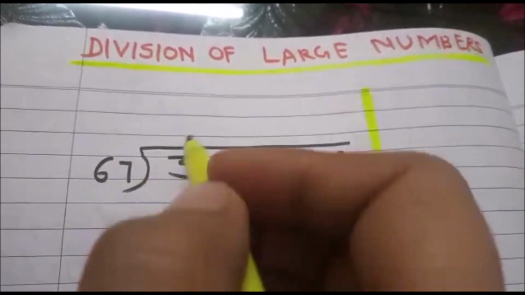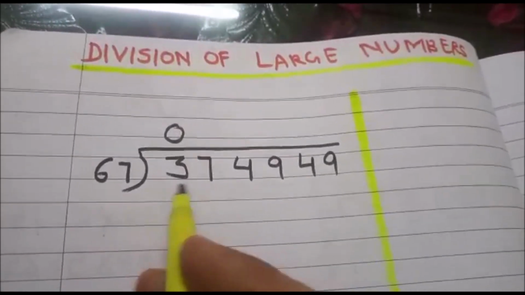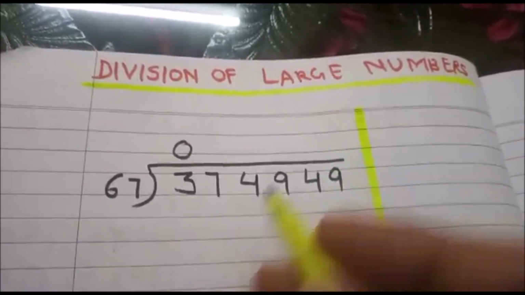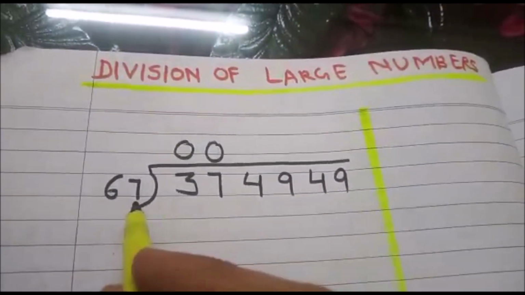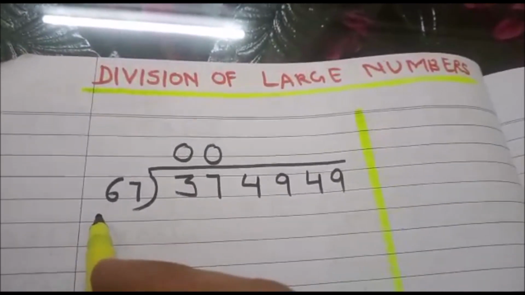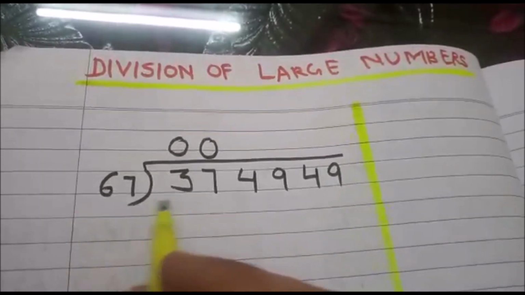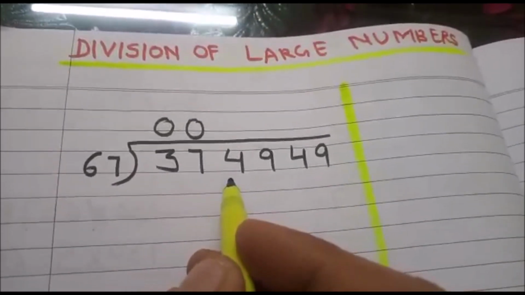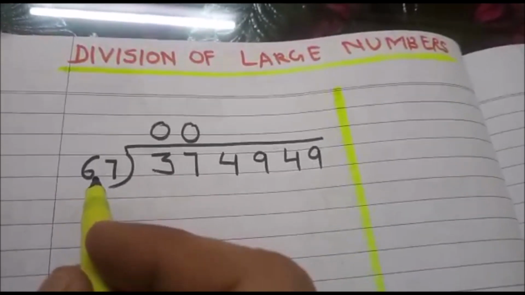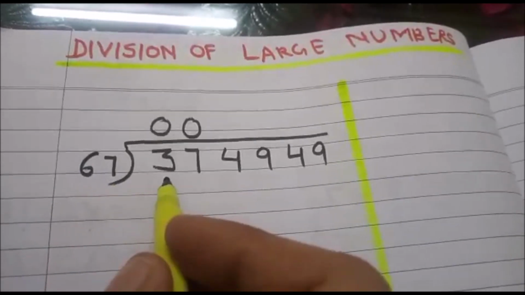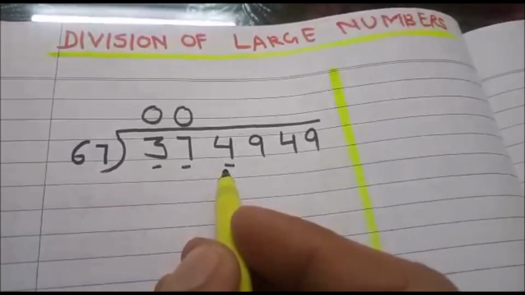3 is smaller than 67, so over 3 we will write 0. As 37 is also smaller than 67, so above this 7 also we will write 0, because 37 is not going, we cannot divide 37 by 67. Now 374, it is greater than 67, so we have to find out the best multiple of 67, which can be equal to 374 or smaller than 374 but nearer to this number.